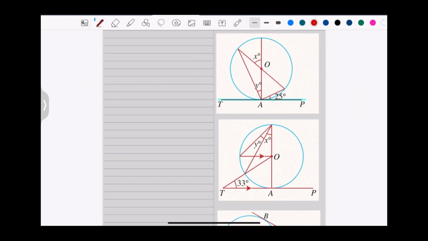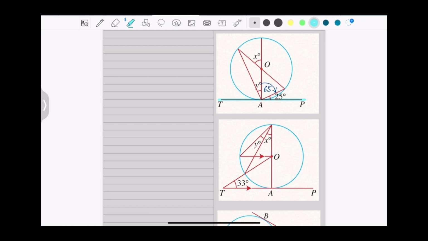So as I know that this whole angle is 90 because this is the diameter and hence partially radius. And in order to find this much, I'll subtract 25 from 90. So 25, if I subtract from 90, it will be 65.